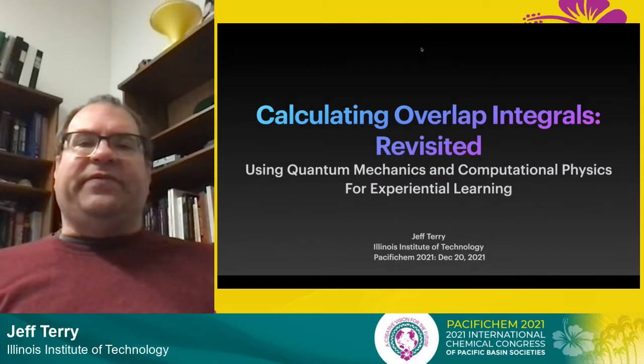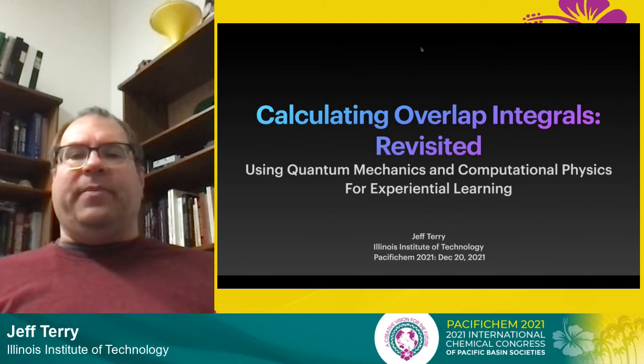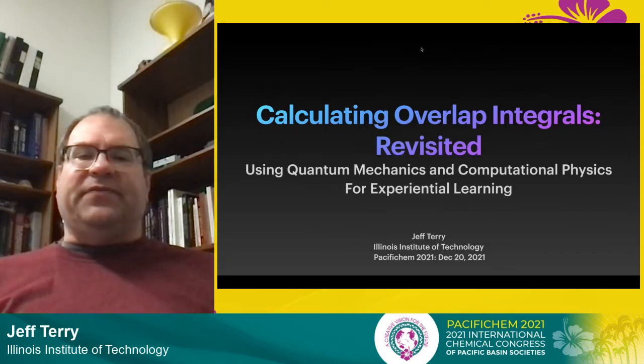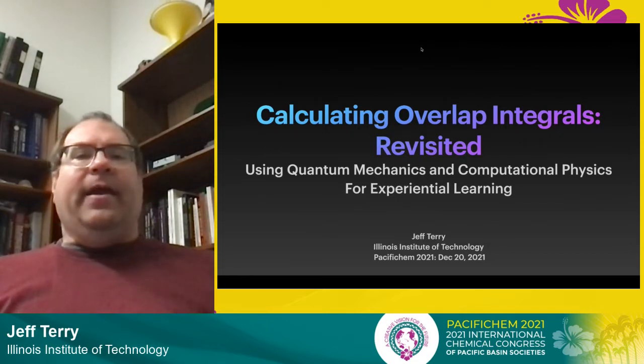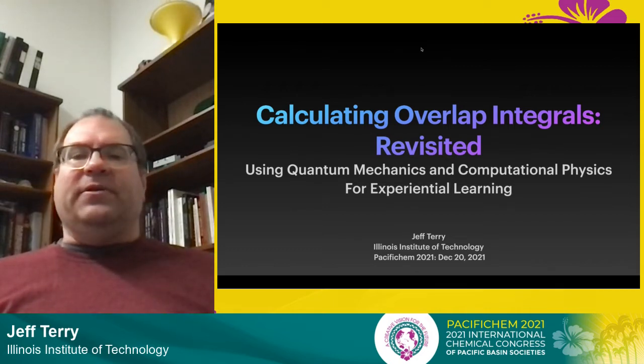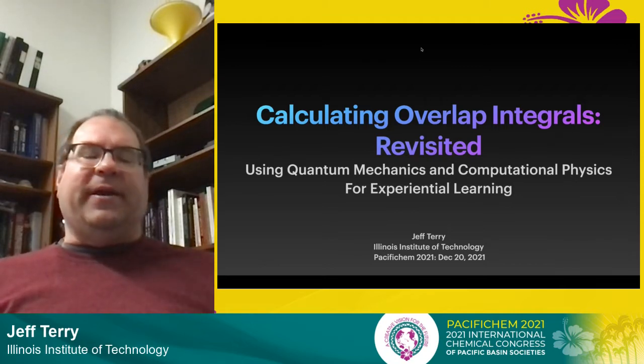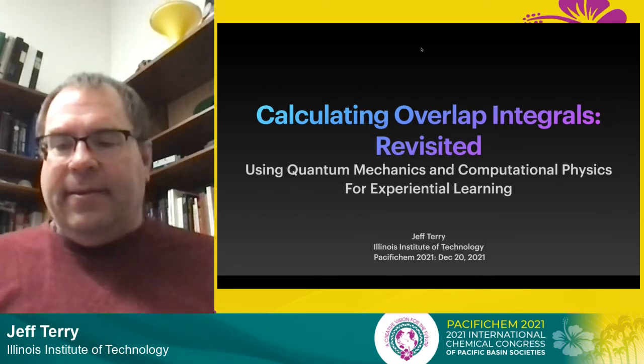Hello, my name is Jeff Terry, and I'm here to talk to you today about how we use quantum mechanics and computational physics for experiential learning. I'm going to focus on using overlap integrals and how we teach that. Then I'm going to expand a little bit on just using hydrogen orbitals themselves.